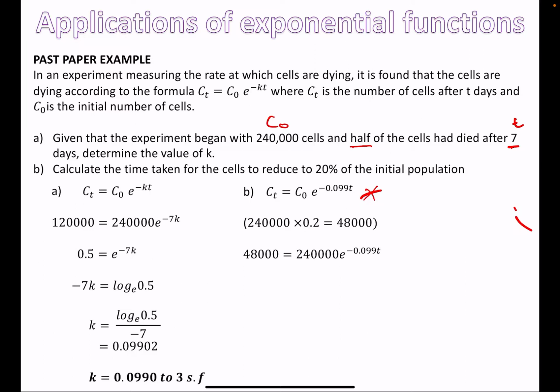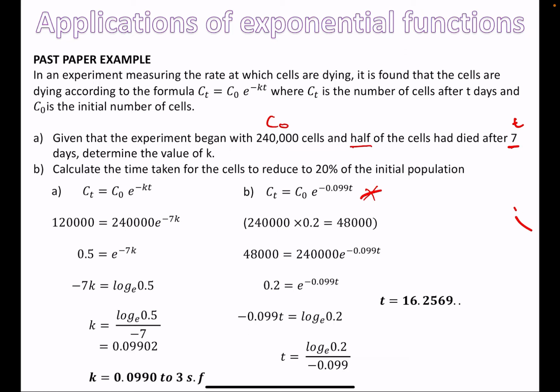Okay. So solve this in the same way we solve other equations. Move most things to the other side apart from the letter that we're trying to find. So shift the 240,000 over, 0.2. And now it's a case of rearranging in exactly the same way as we did before. Minus 0.099t is going to equal log of base e of 0.2, in which case t is going to equal log of base e of 0.2 divided by minus 0.099. Stick it in your calculator as ln. It comes up as 16.2569.